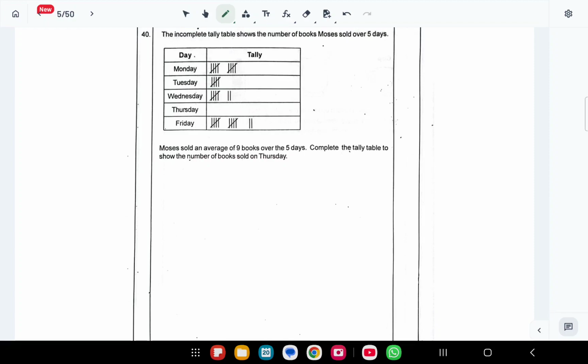So whenever we need to find an unknown, and they give you the average, we always find the sum or the total. Alright, so to calculate the total sold over the 5 days, it will be the average multiplied by the number of days, which is 9 multiplied by 5, which is equal to 45 books. So that means now when we add up Monday, Tuesday, Wednesday, Thursday, Friday, we're supposed to get 45.